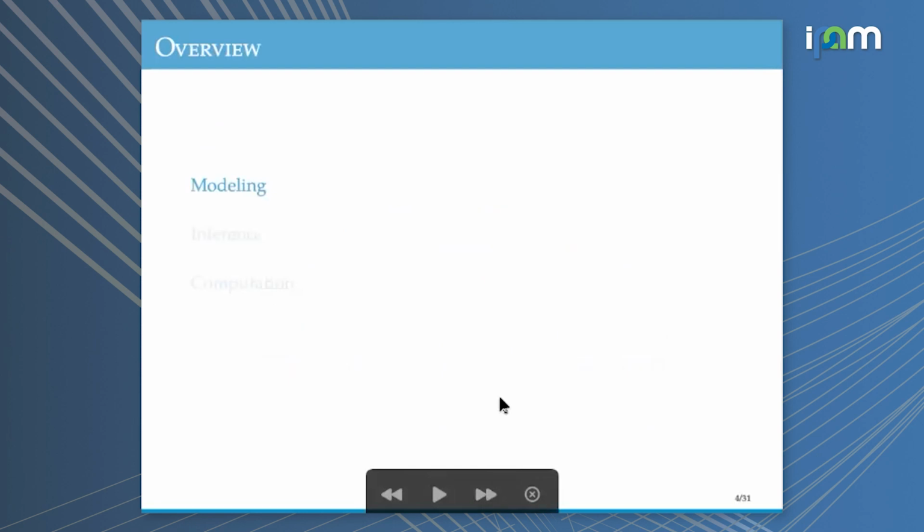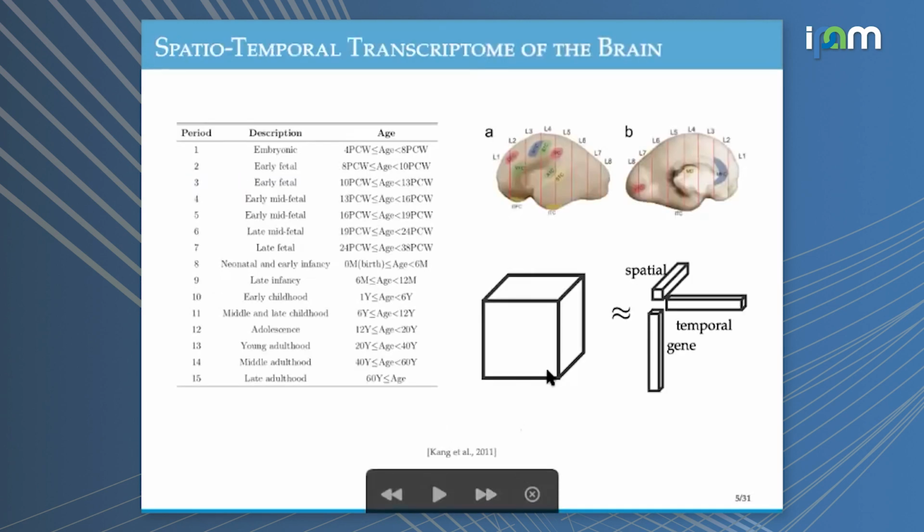Again, just like what I did yesterday, I'll focus on three complementary aspects of data analysis, namely modeling, inference, and computation. So let's start with the modeling. Just to be a little bit more concrete, let me start with a data example. This is a data example originating from a collaborative project, and basically I have spatial temporal gene expression data from the human brain. And the idea is as follows.